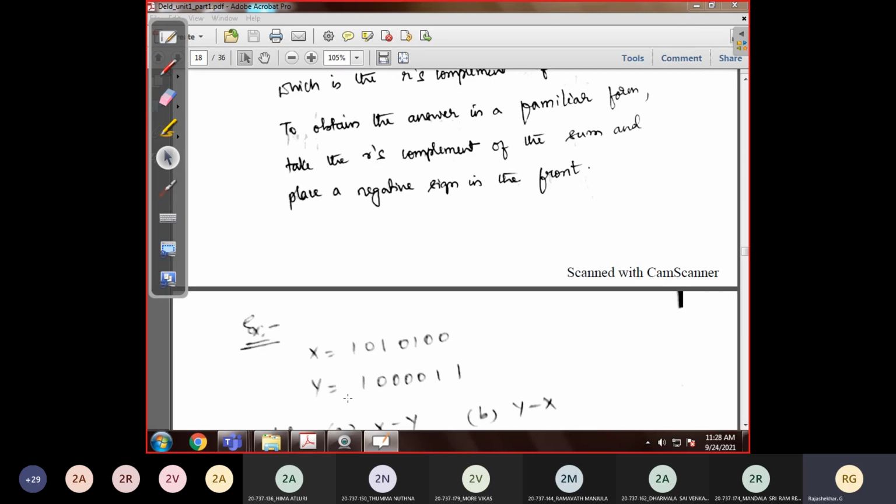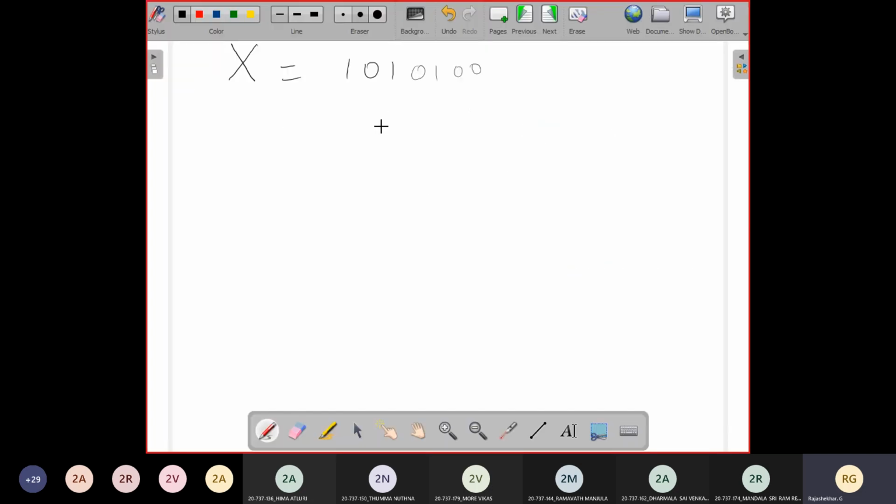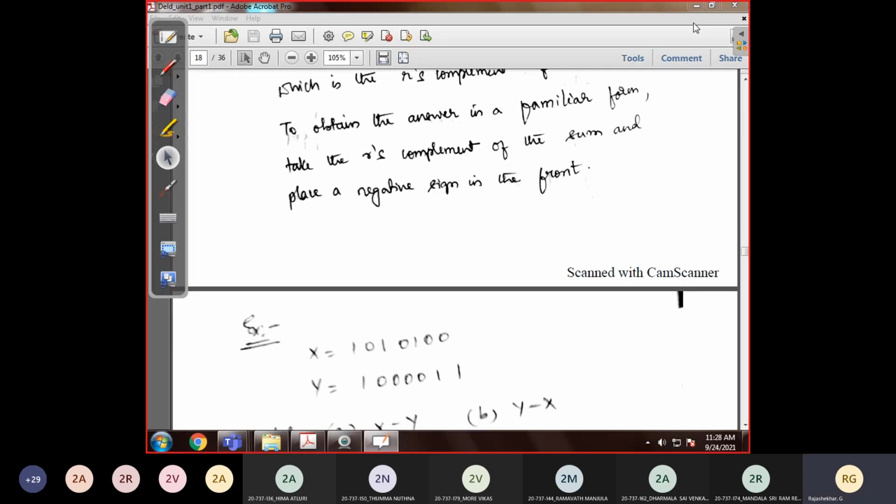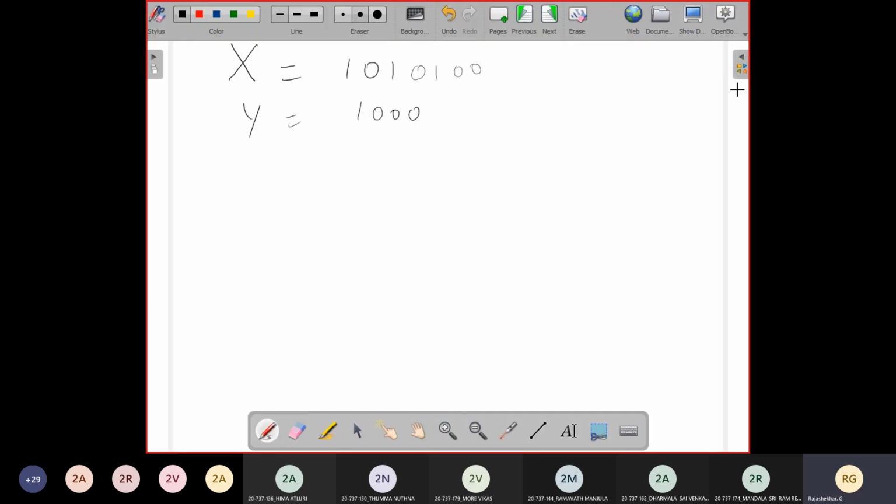Y is given as 1 followed by 4 zeros, 11. So you first will try to understand how do you do x minus y. How do you do x minus y?